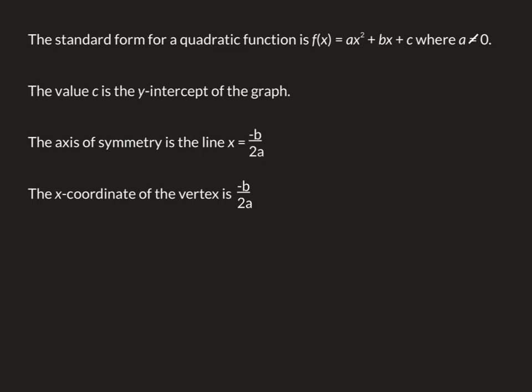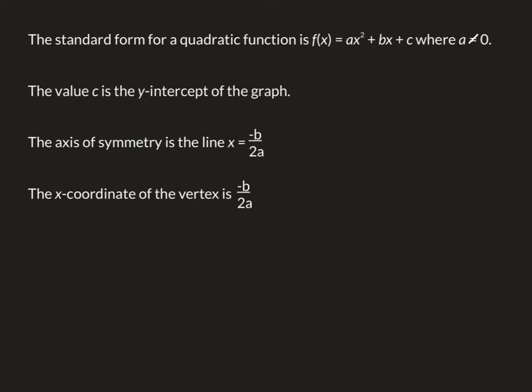So what the standard form can show us right away is the y-intercept of our graph. The value c, the constant added on at the end, the number that's not multiplied by an x, that value is going to be where we cross the y-axis when we graph this parabola.